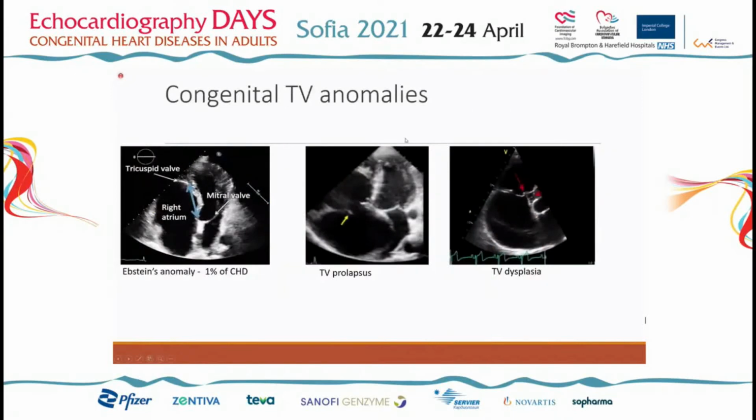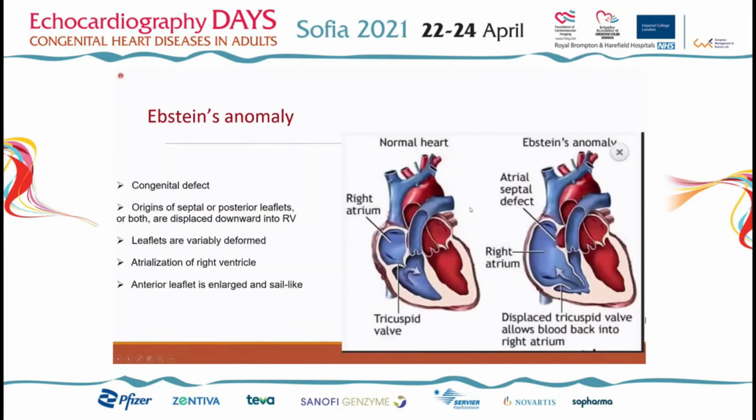The congenital anomalies that can be found are, especially, Ebstein anomaly, which is less than 1% of all congenital heart disease. You can also find tricuspid valve prolapse and tricuspid valve dysplasia. They are very rare, but not uncommon.